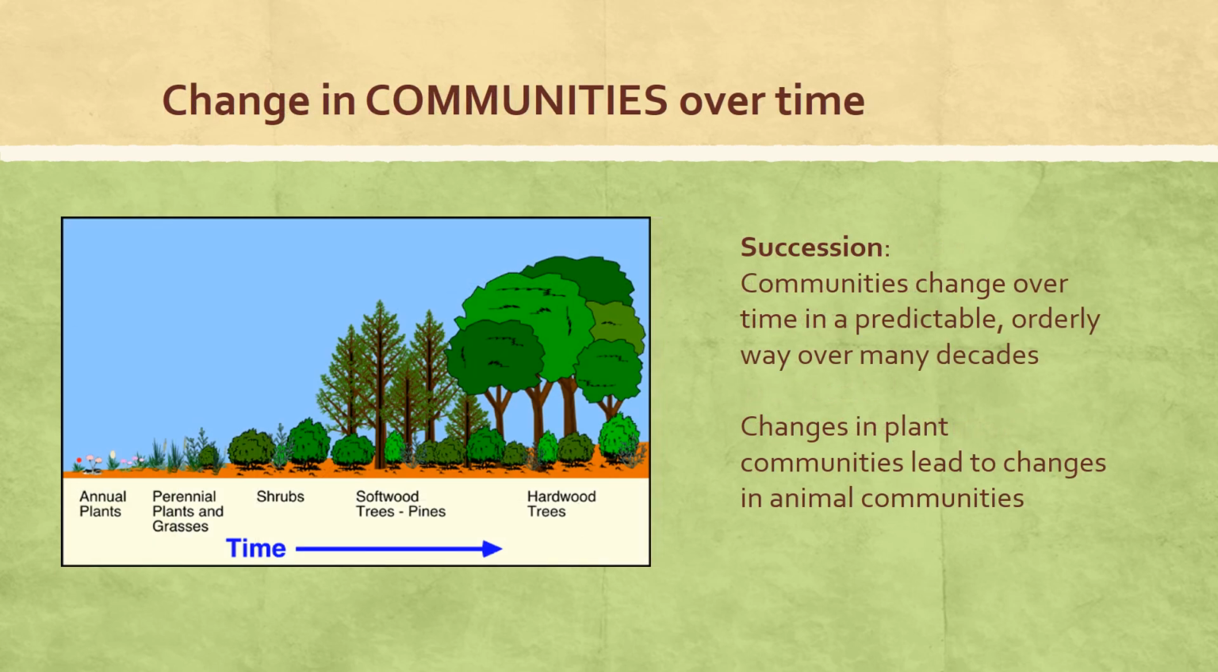All right, let's talk about changes in communities over time. So we saw that image of a forest fire. So what is going to happen after that forest fire? We start seeing succession. Succession is this predictable way that we have seen that communities develop over time. They always go in the same order.